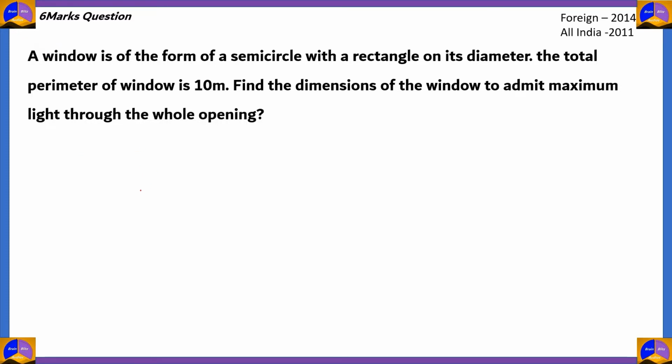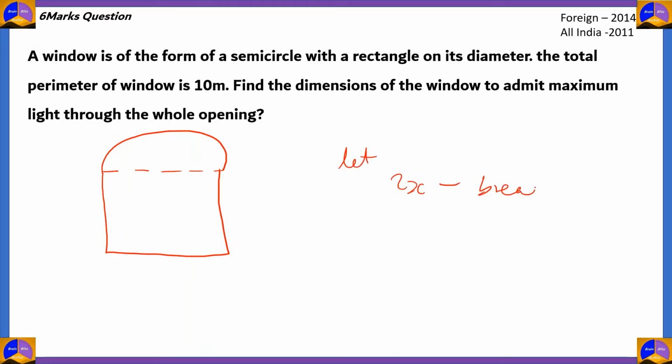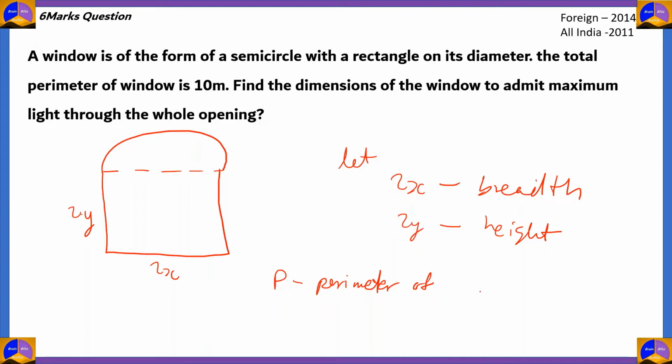Firstly, let's draw the diagram of the question. So it consists of a rectangle topped by a semicircle. So now we'll consider 2x as the breadth of the rectangle, 2y as the height of the rectangle. So this will be 2x, this will be 2y. And we'll consider P as the perimeter of the window and A as the area of the window.